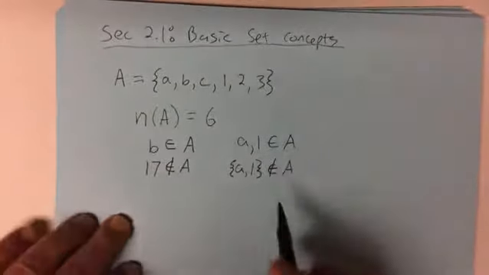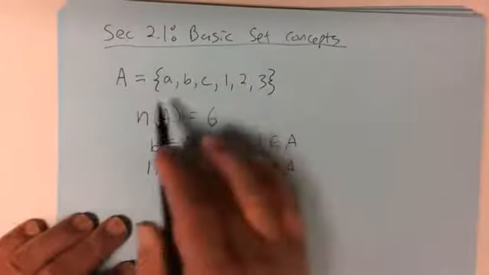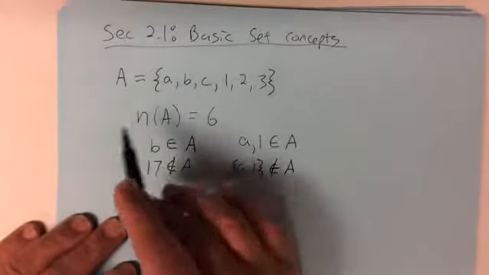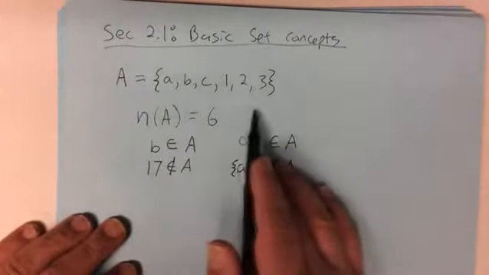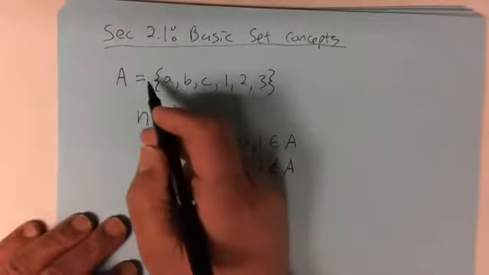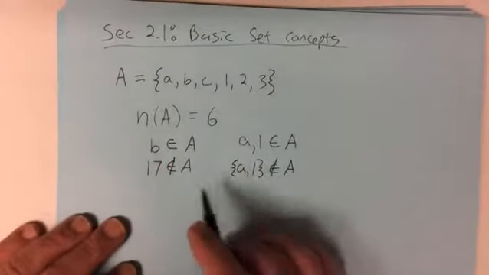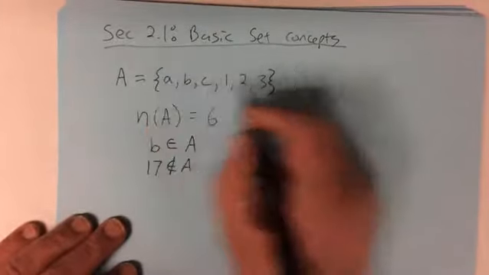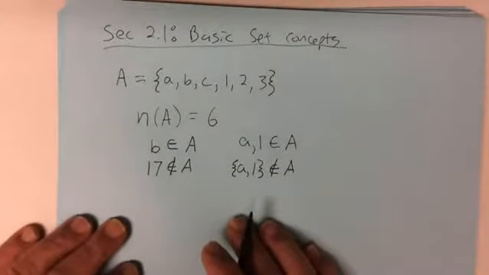Now, when you make a set like this, one of the ways we can refer to the set is by actually listing out all the elements and putting it in these brackets here. And they take a little bit of practice, but once you get the hang of it, they're not too bad.